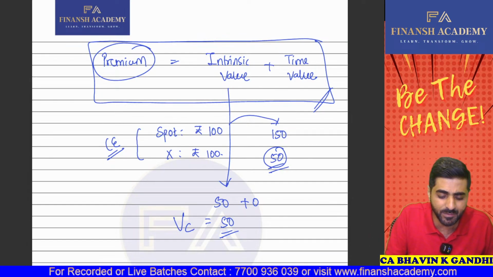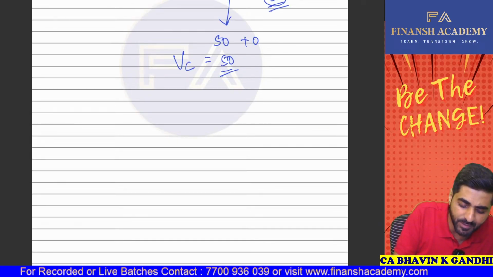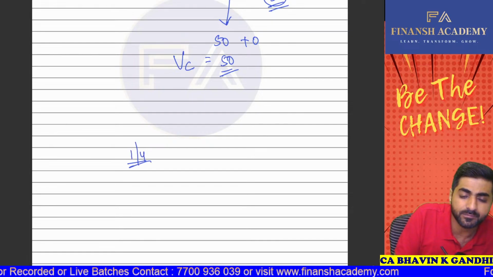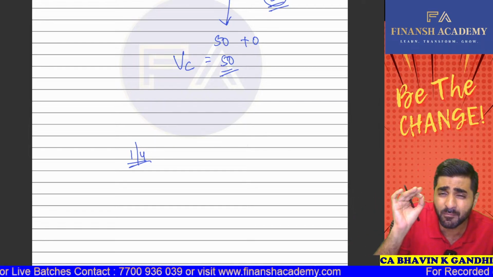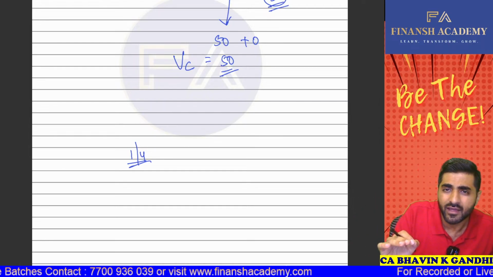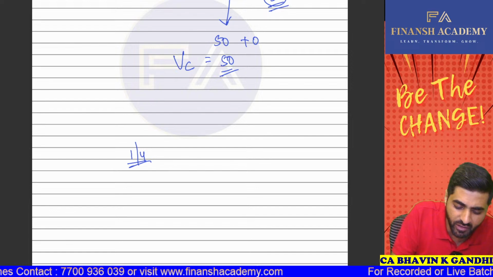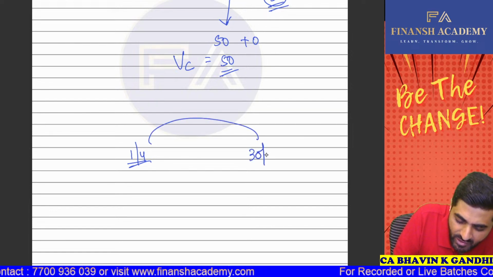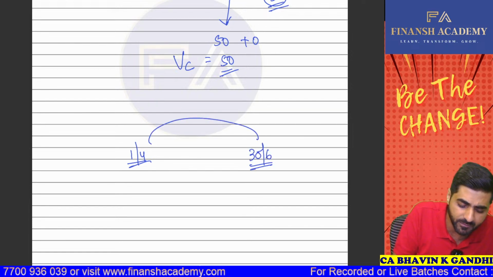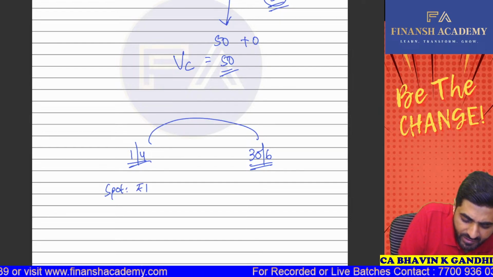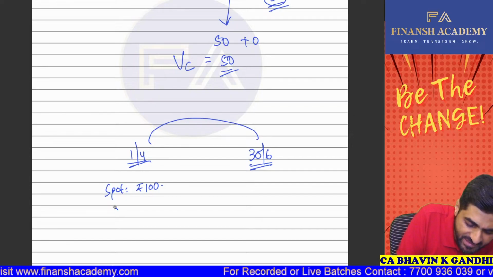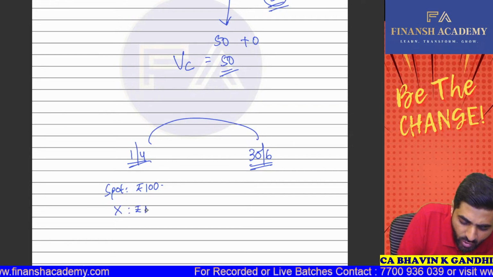So once again, I'm repeating, my dear students. Let's say, for example, today is 1st of April, and on 1st of April I am entering into a call option whose expiry is, let's say, 30th of June. So it's a 3-month contract. And suppose right now the spot price is 100 rupees.